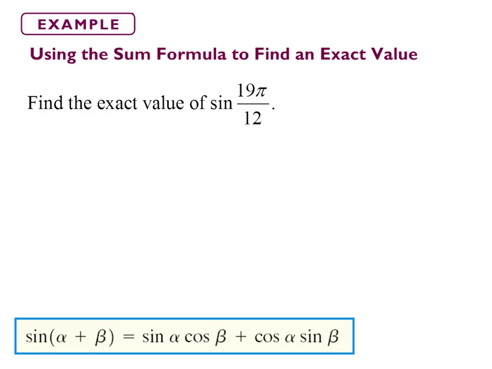All right, so now we have a little bit different problem. It says find the exact value of 19 pi over 12. And it doesn't tell us really how to do it, does it? And we don't know what 19 pi is, this is without a calculator. Whenever it says exact value, they mean without a calculator. Okay? So, does anybody have any ideas? It's okay if you don't.